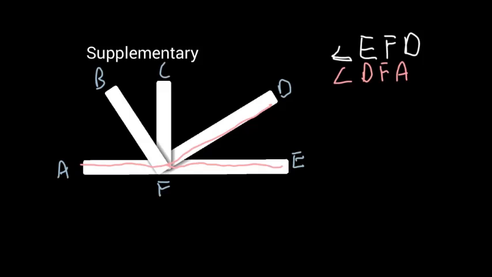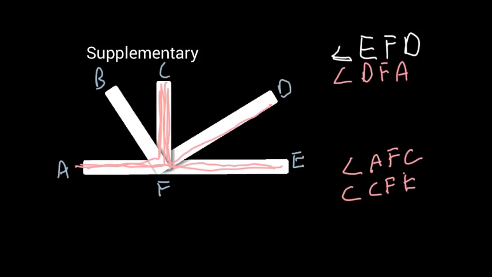So let's say we start with angle AFC. So that's this angle right here. So we need another 90 degree angle, so that would be CFE. So angle CFE and AFC form supplementary angles. You'll also notice because they share the side CF, they are also adjacent angles.